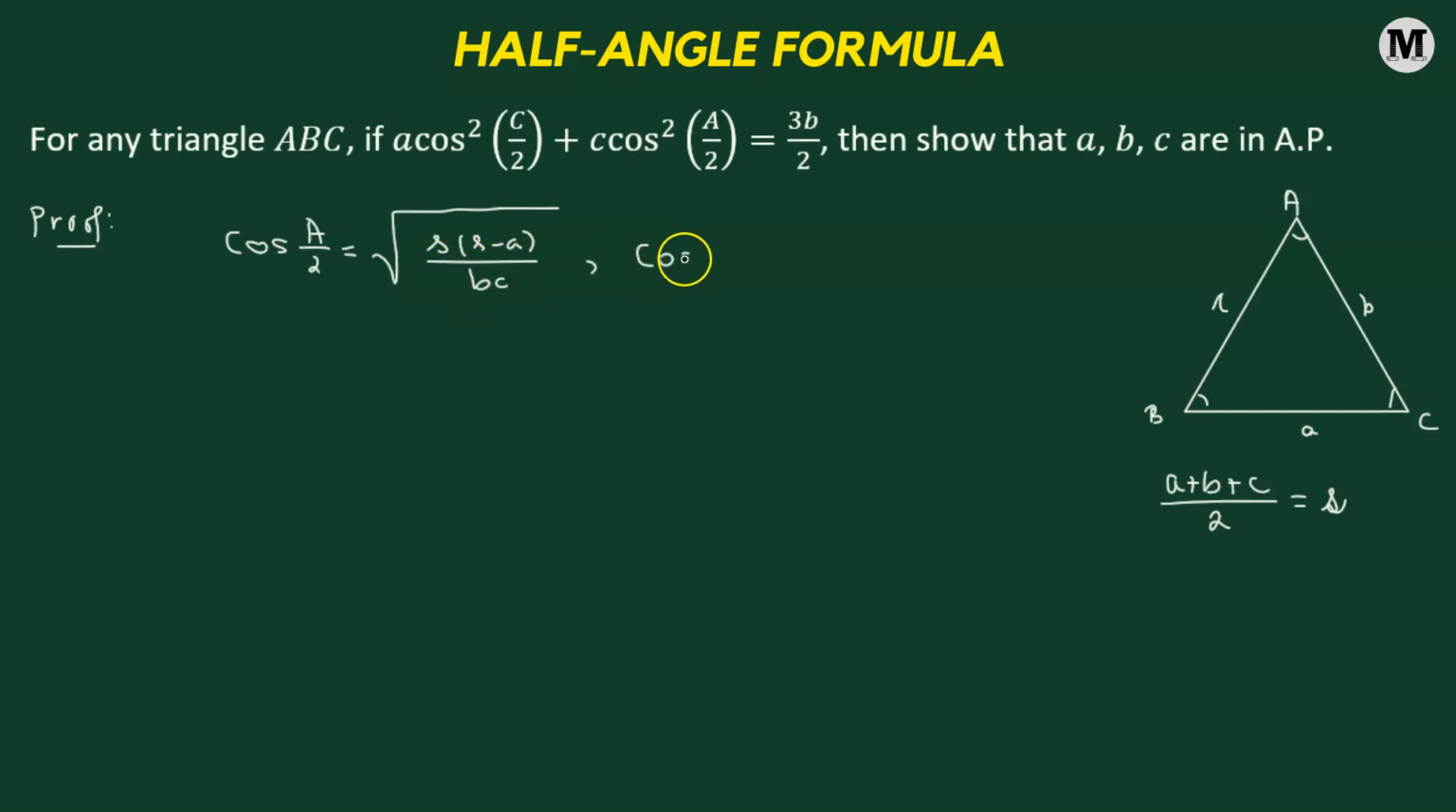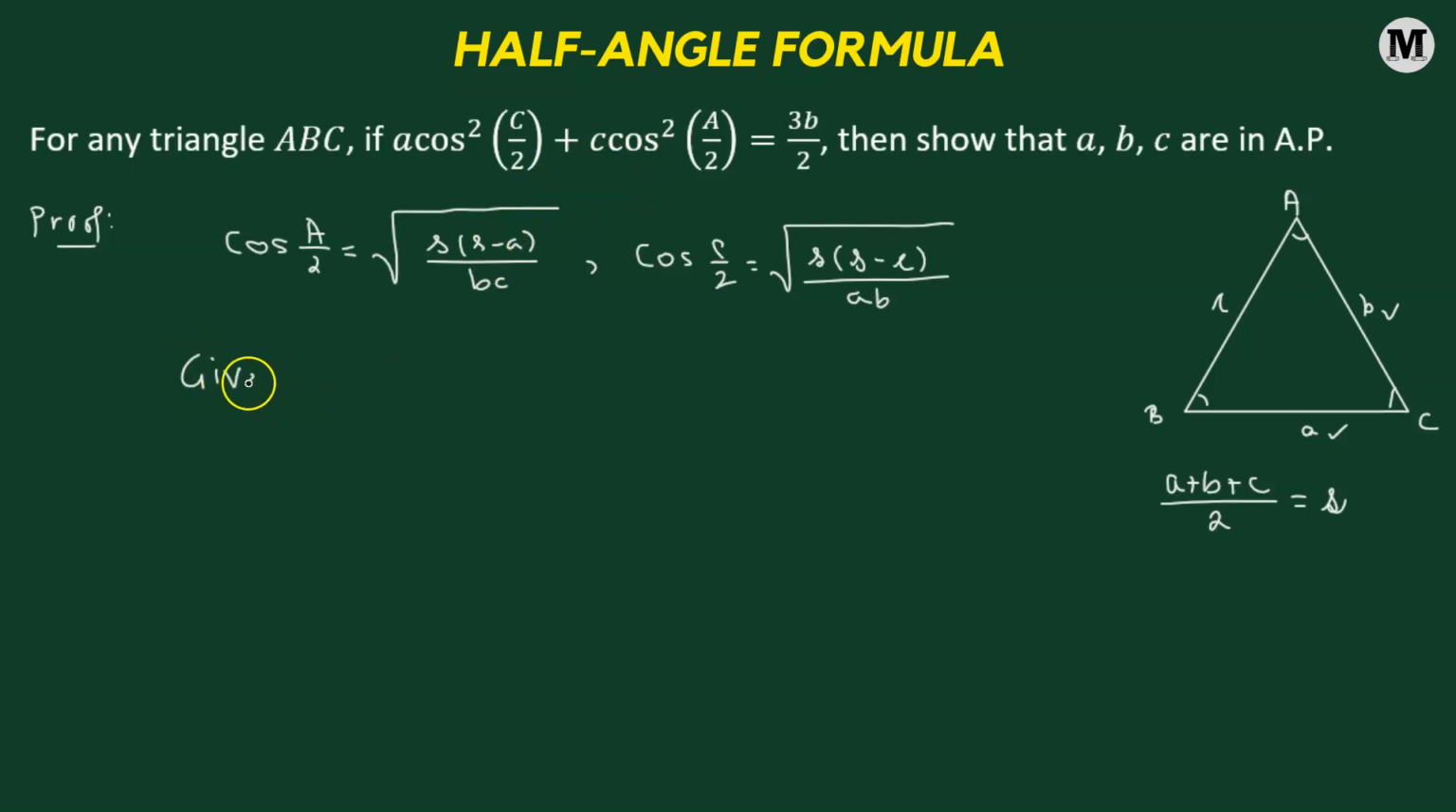Then cosine of C over 2 is going to be given by the square root of s, the semi-perimeter, multiplied by s minus the side that is opposite to angle C, which is c itself, divided by the product of the two adjacent sides to angle C. So here we see that the sides adjacent to angle C are a and b, so we'll take their product. Now we will use this value and substitute into the given equation.